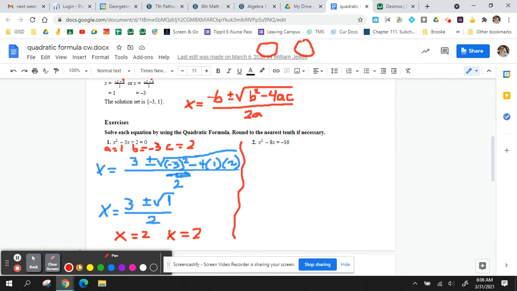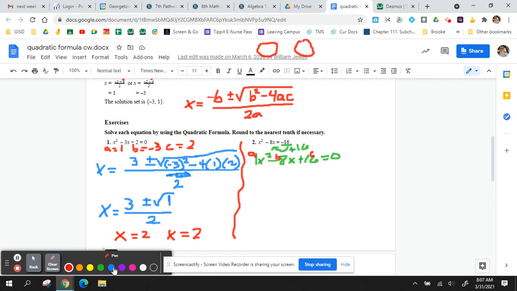Let's do this next example. So in this next example, we do have to move this negative 16 to the left-hand side. So I am going to have to add 16, right? That's the opposite. So now I get x squared minus 8x plus 16. So we know our a value here. Let me write it in a different color. Here's our a value. Our b value is negative 8, and our c value is 16.